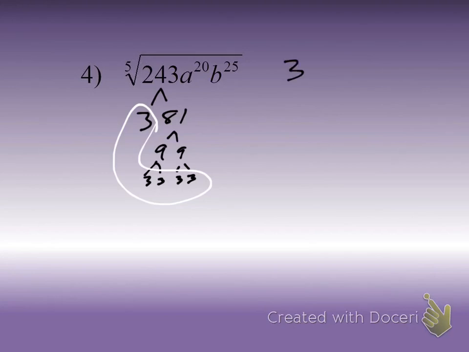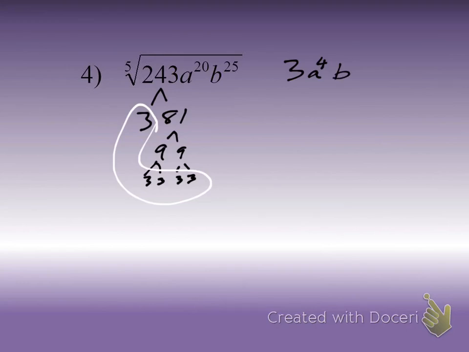Now, a to the 20th, b to the 25th. Think about this. You need groups of what? 5. You need groups of 5. Okay, now think about this. Think back when you first learned how to do stuff. If you have 20 of something and you need groups of 5, how many are in a group? 4. That's your power on your A.